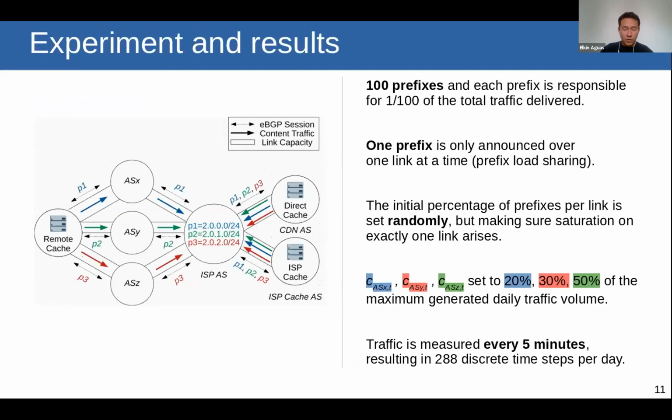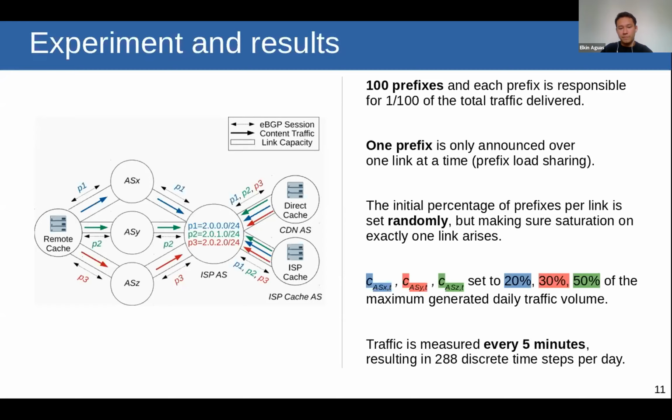So specifically for our experiment, we use 100 prefixes, and each prefix is responsible for 1/100th of the total traffic being delivered, meaning that all the prefixes are equal to each other in terms of traffic. One prefix is only announced on one link at a time. This is the base of prefix load sharing. And the initial percentage of prefixes per link is set randomly, but making sure that saturation on exactly one link arises. This is a condition set so we can compare the different algorithms that we use. You'll see that later.